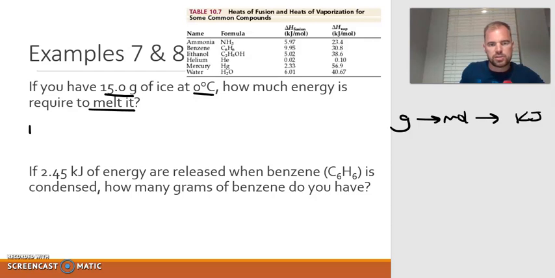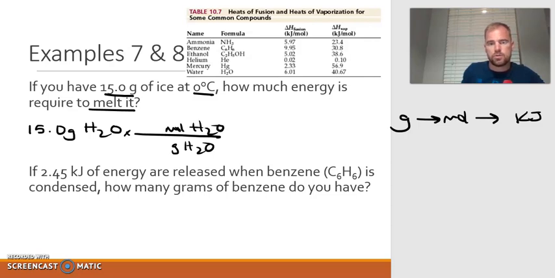So the first thing I'm going to do is take this 15.0 grams of ice, which remember, ice is just water. It's just solid water. And I'm going to convert it from grams of H2O to moles of H2O. So 1 mole of water is going to have a molar mass of 18.02 grams. So the grams will cancel, and now I'm in moles.